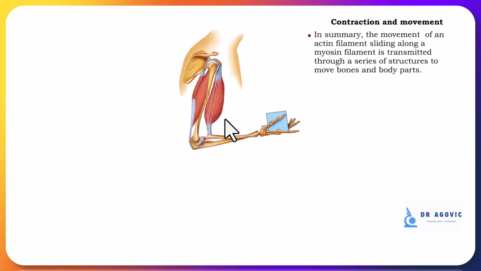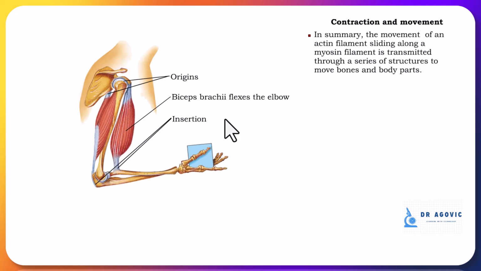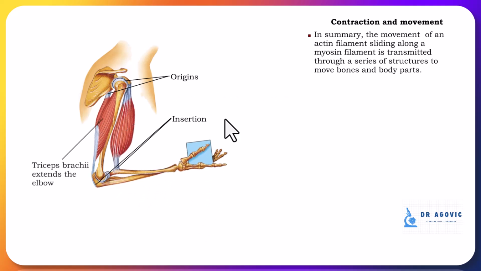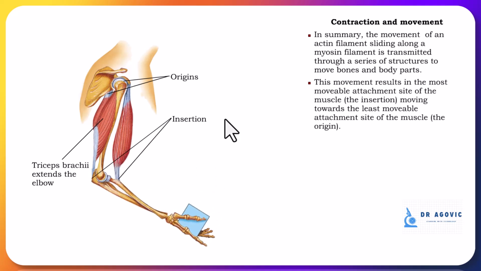In summary, the movement of actin filaments sliding along the myosin filaments is transmitted through a series of structures to move bones and body parts. This movement results in the most movable attachment side of the muscle, the insertion, moving toward the least movable attachment side of a muscle, the origin.